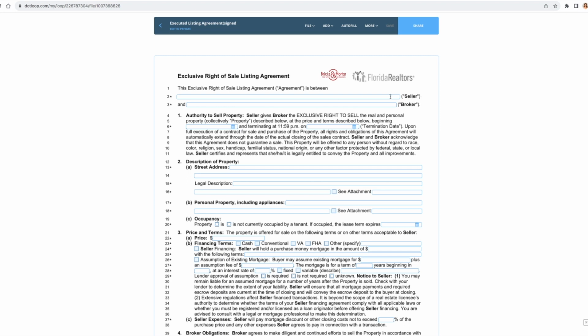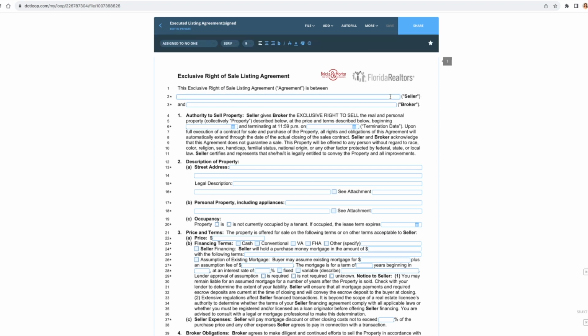When you're filling this out in the seller box, the seller's name needs to be exactly the way it is on the deed. The deed will reflect how many sellers, and if there are more than one, you will have to put everyone's name on there, spelled exactly the same. Even if it's Steven, but they go by Steve, it has to be the way it is on the deed, okay?